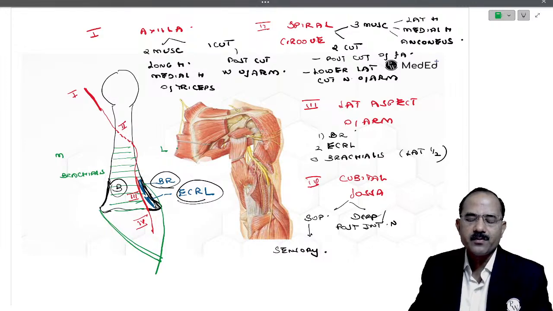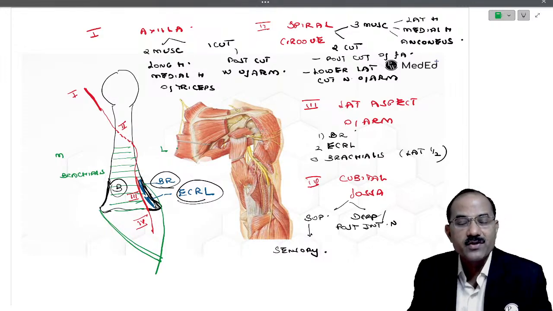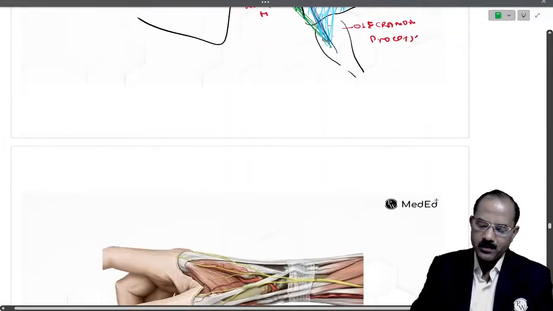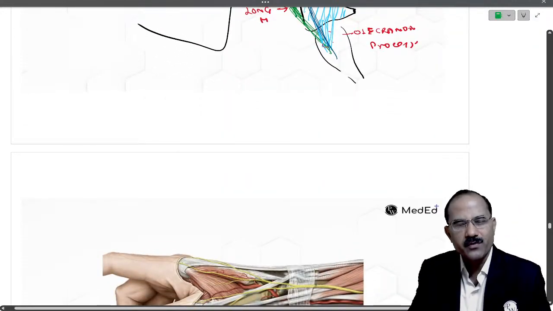Posterior interosseous nerve. What does the posterior interosseous nerve supply? The posterior interosseous nerve supplies. One moment. What do we start with?